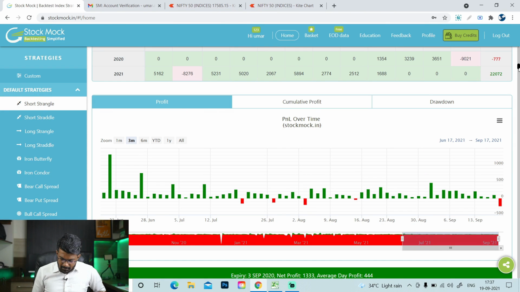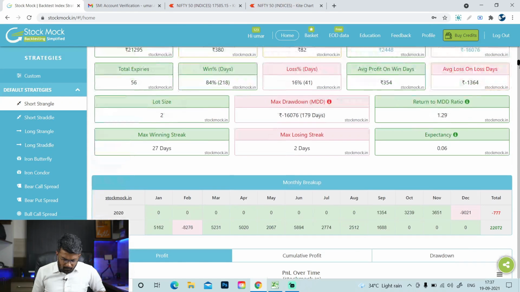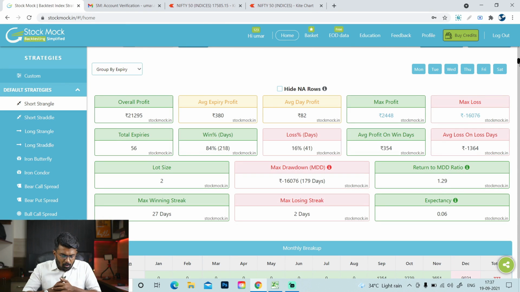Okay, in fact this strategy is also giving some good profit. The overall profit is around 21,295. Total expiry is around 56 and win percentage is 84%. On 218 days this strategy has given a profit, and on 16% of the days it has given a loss, right? So maximum winning streak is around 27 days, and maximum losing streak is around 2 days.